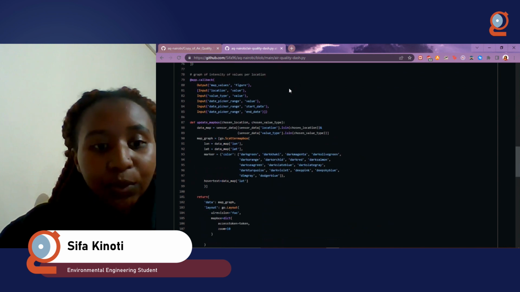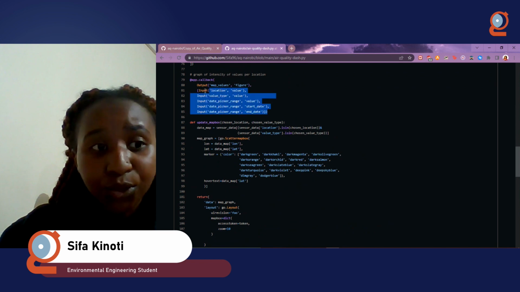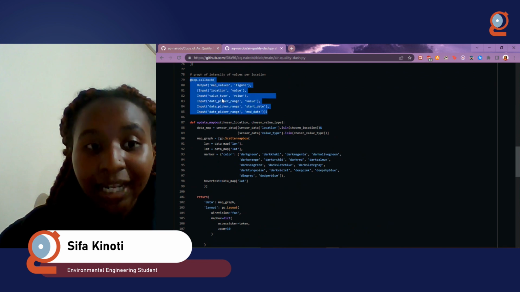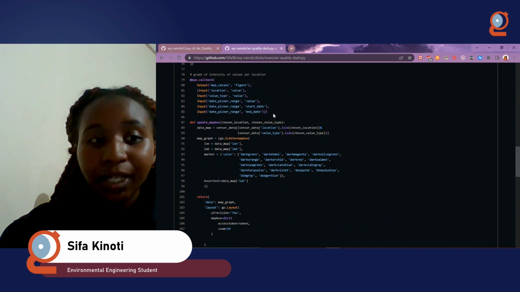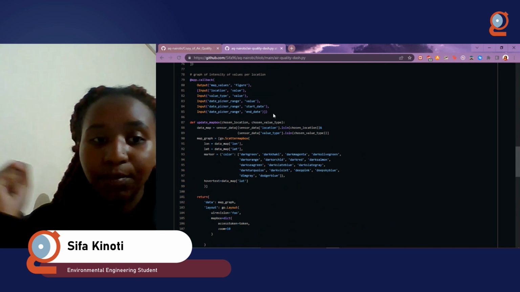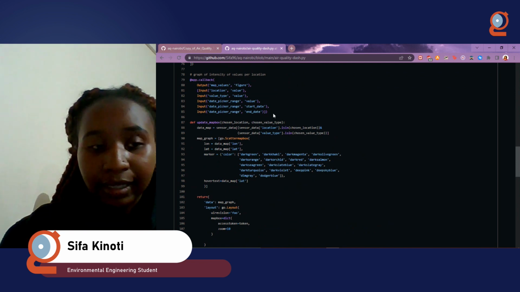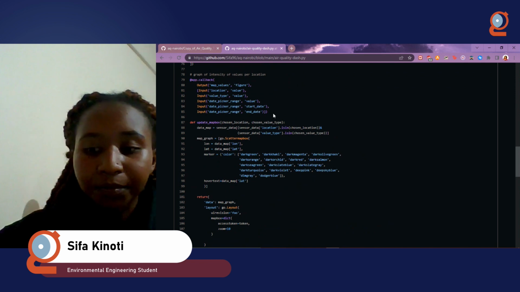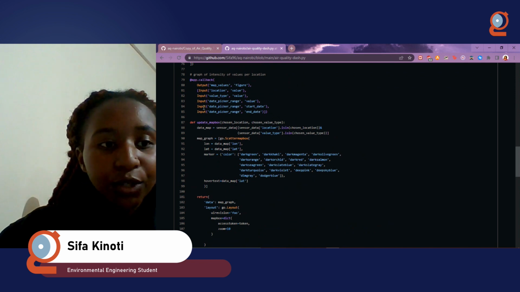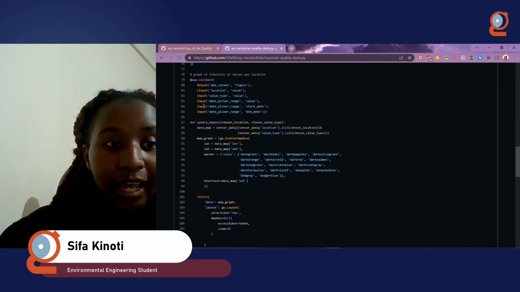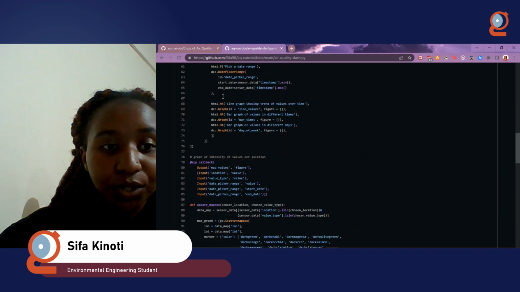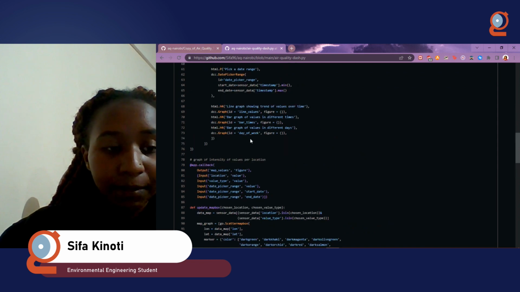And then this is also something that's very important for you to know when you're doing your Dash application, the callback. The callback is what connects the outputs and the inputs. When you have multiple inputs, like in this case, you would put them in a list. And then your output would be the map.